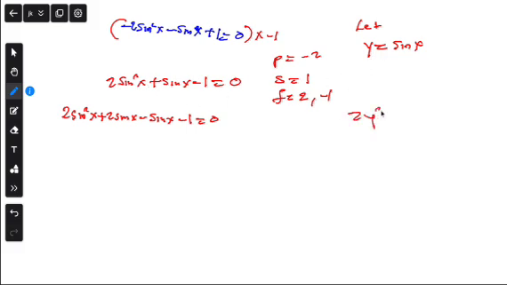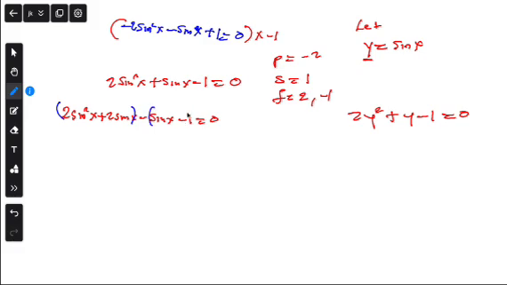2y squared plus y, then minus 1 is equal to 0. Then you solve for the value of y. Then after finding the value of y, you insert it here. So I'll solve first this one, and also I'm going to solve this one here. Just the same thing.